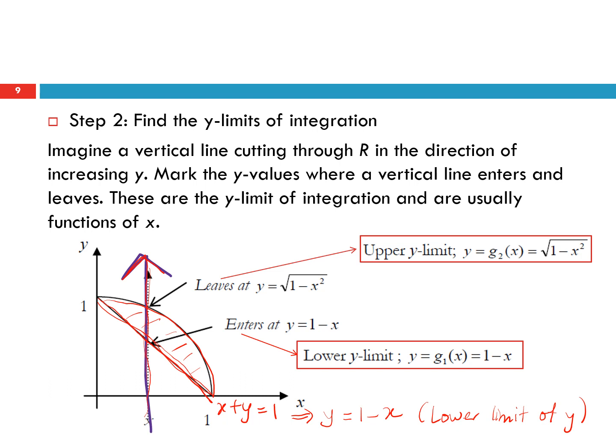If we use this straight line, it will end here, at the point on x squared plus y squared equal to 1. From this equation, we can rearrange as y equal to the square root of 1 minus x squared. And this will become the upper limit of y.